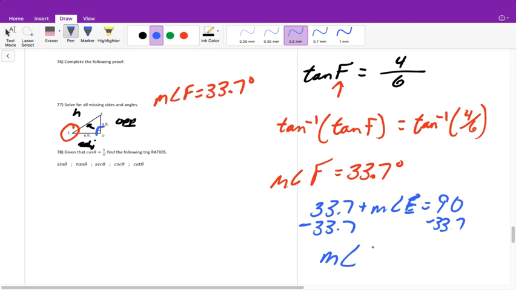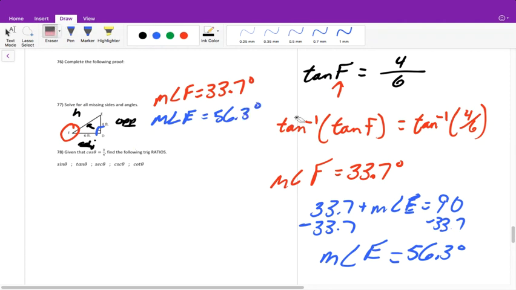And that will give me that the measurement of angle E is equal to 56.3 degrees. So now I know the measurement of angle E is equal to 56.3 degrees. So you do not have to waste your time in doing another trigonometry. You can just stop there.